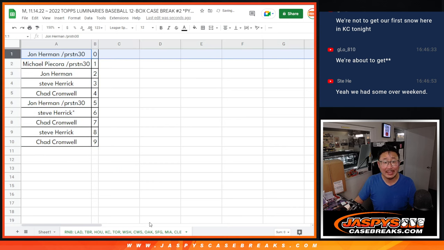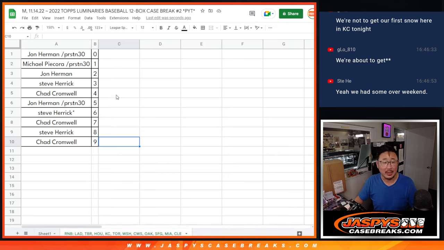Remember, 0 gets any and all redemptions for that big group of teams right there, including one of one redemptions, although I'm not sure how many redemptions Luminary actually has, but I don't know.